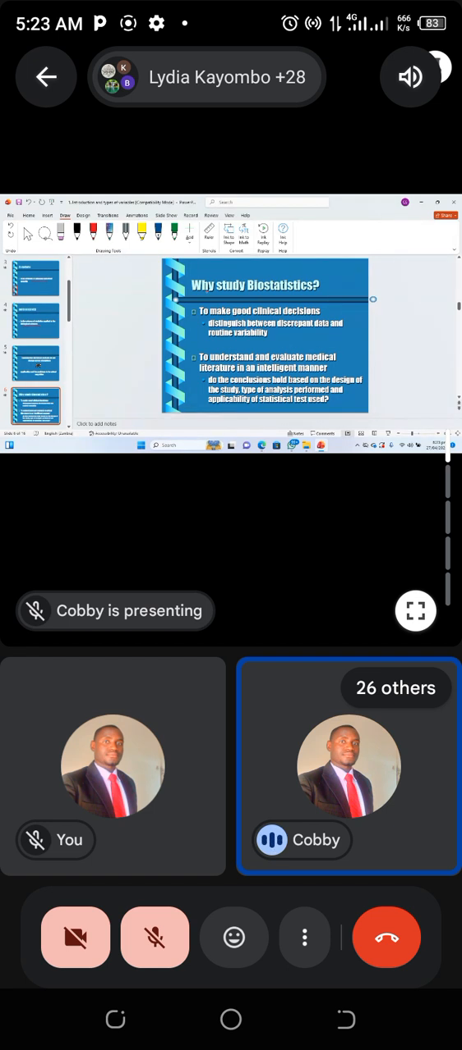So now, what is the importance of biostatistics? Why should we suffer to learn biostatistics? Okay, so biostatistics will help us to make good clinical decisions, which will enable us to distinguish between discrepant data and routine variability. It will help us to understand discrepant data and routine variability.